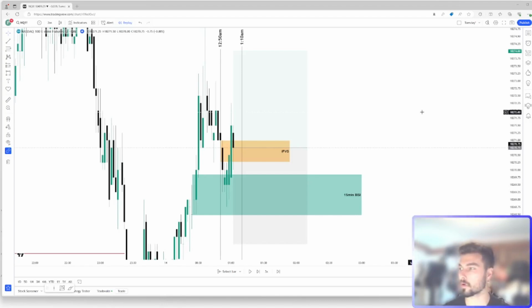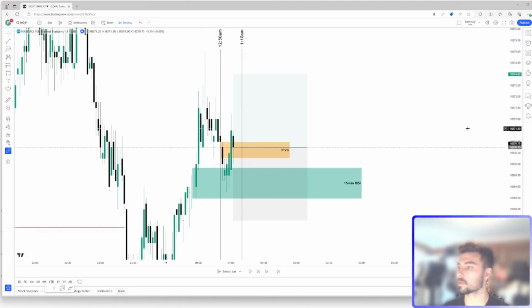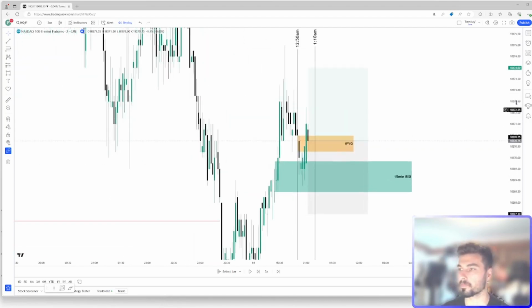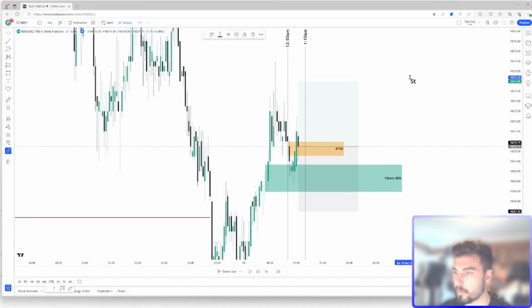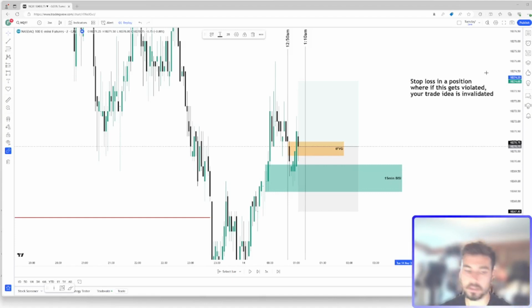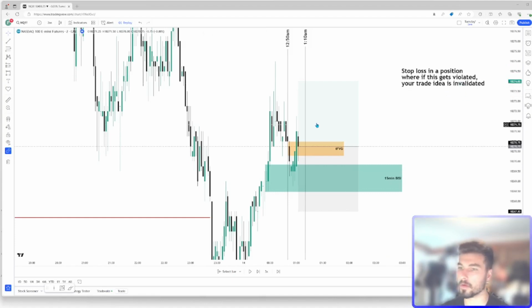We've still got a lot to talk about in terms of where I'm targeting and where my stop loss is going to go. Let's start with the stop loss. I put my stop loss in a position, really important for your notes, where if this gets violated, your trade idea is invalidated. Really important. A lot of people don't take you through the process of how to manage this, and today I'm going to take you through it, right?